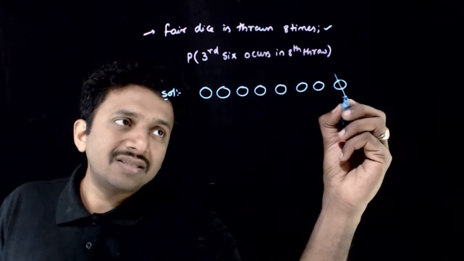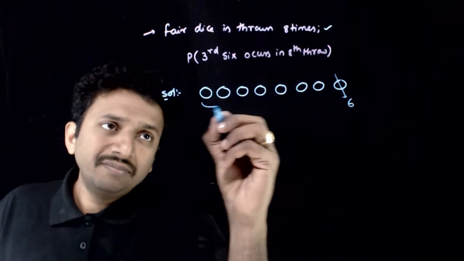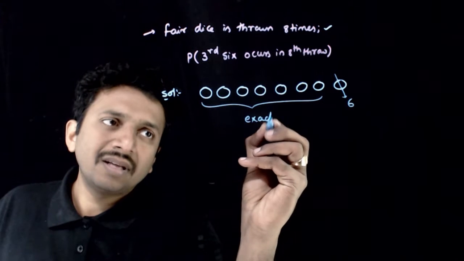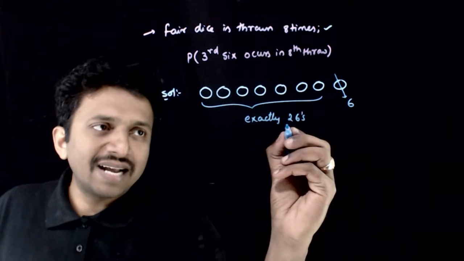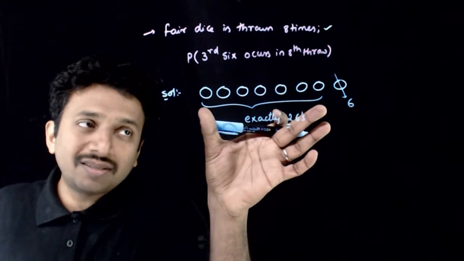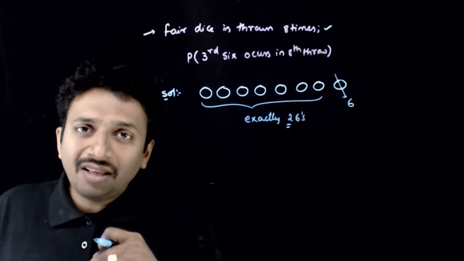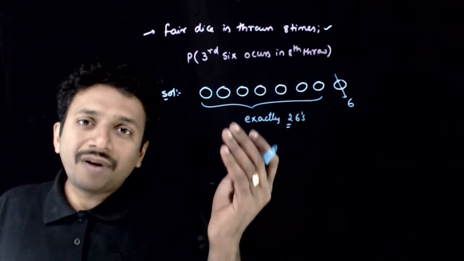That means the 8th throw has to be equal to 6. And in the first 7 throws, you should get exactly 2 sixes, right? Exactly 2 sixes. So if you get exactly 2 sixes in the first 7 throws and a 6 in the 8th throw, this condition will be satisfied. Now how do you find the probability?